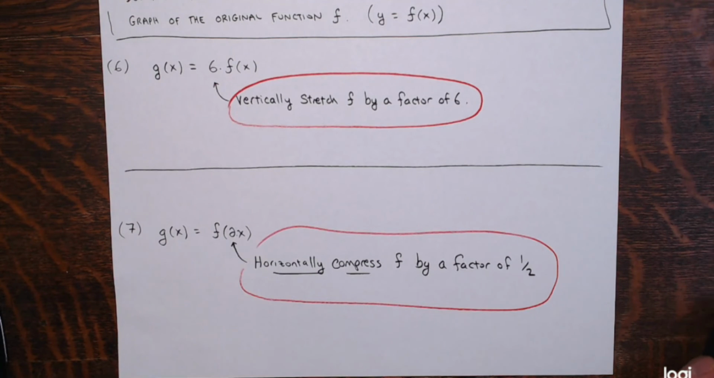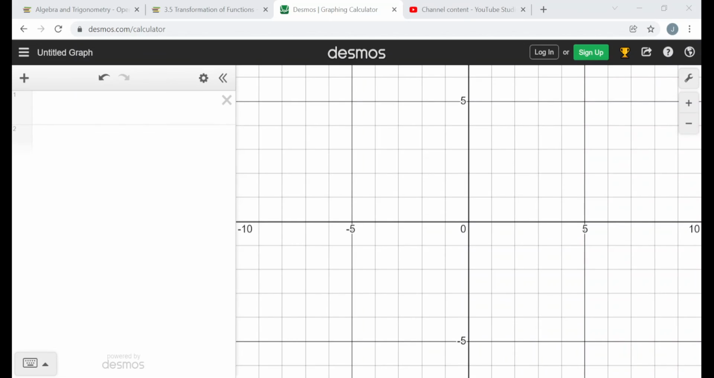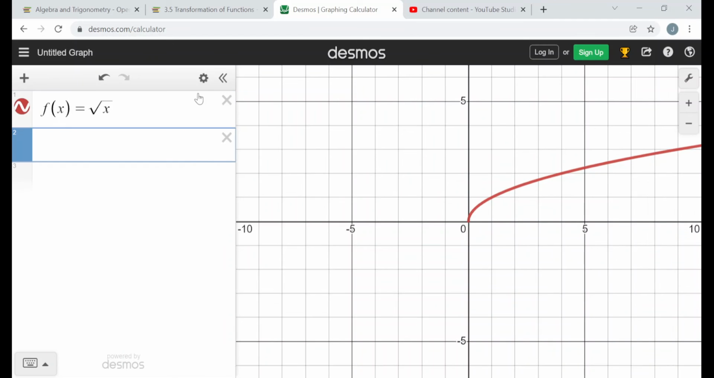Let's go back here. Put in one of those toolkit functions. Say f of x equals, I'll just do the square root of x again, and y equals f of 2x. And you see how the blue graph is closer to the y-axis than the red graph. There's a horizontal compression, and it's a compression by a half.